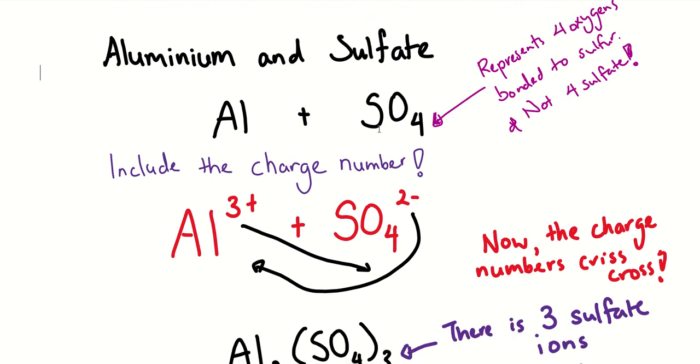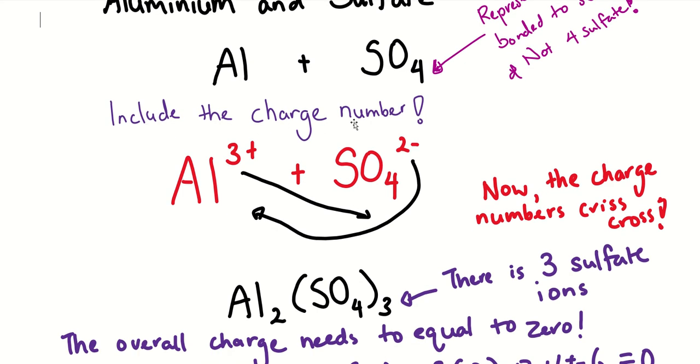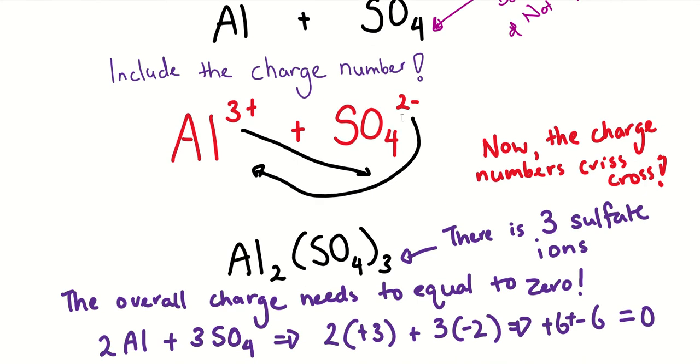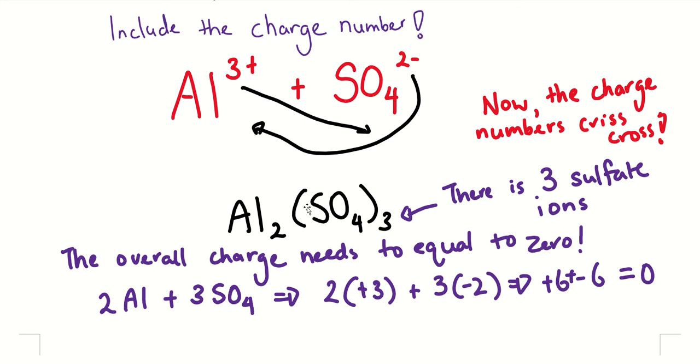Okay, the next thing we need to do is include the charge number. So aluminium is 3 plus, sulfate is 2 minus. In the questions we are going to do later on, we do give you the charge, so don't worry if you don't know where the charge came from. We are going to now use the crisscross method. So we're going to move the 2 over here, and we're going to move the 3 over here. That leaves us with this formula here.